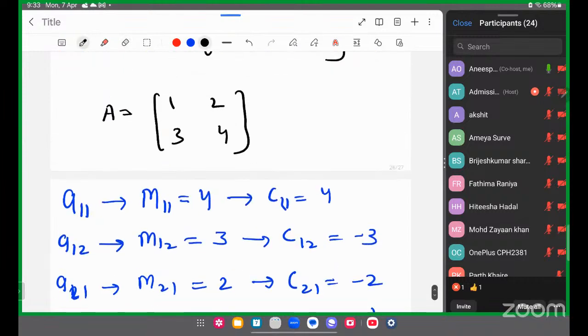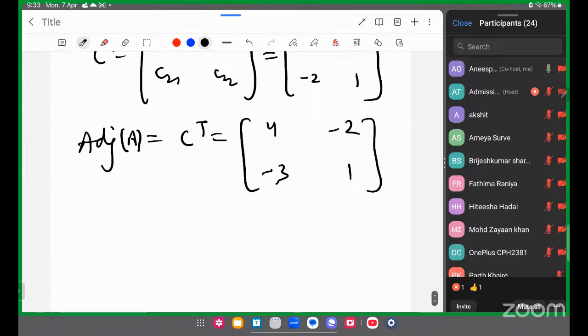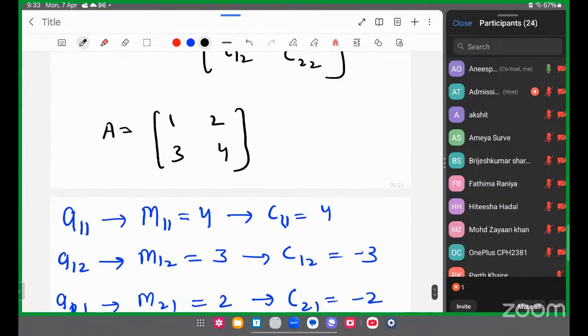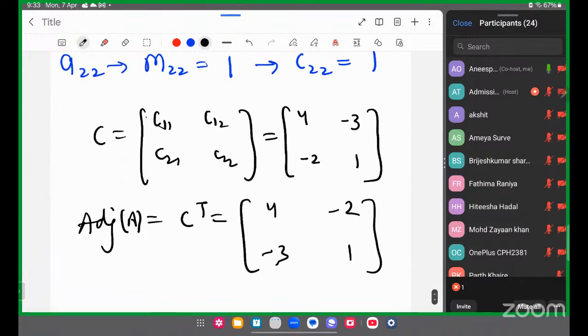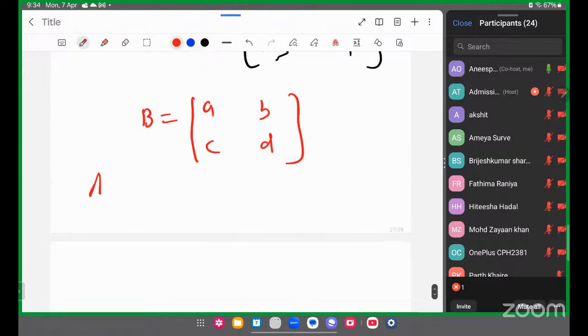Now, if you look at the original matrix, this is 1, 2, 3, 4. And if you look at the adjoint of it, you will understand that 1 and 4 are interchanged. 2 and 3 are not interchanged, but their sign is changed. So in case of a 2 into 2 matrix, we have a direct trick to write the adjoint. And how to do it? Let's say I have a matrix B with a, b, c, d, and I want to write its adjoint directly without calculating minors and cofactors.